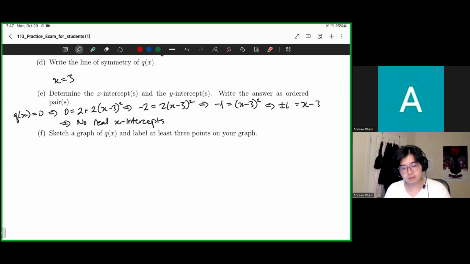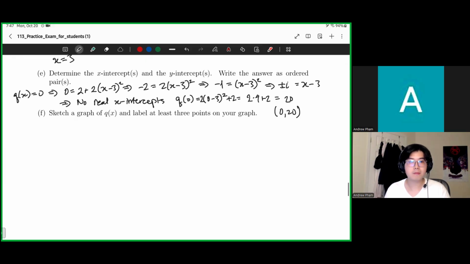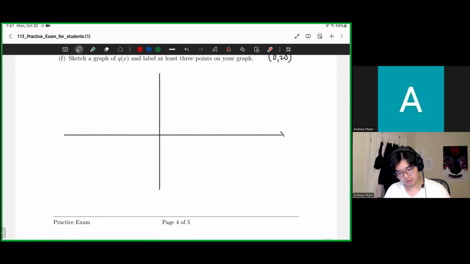There is a y-intercept though. Q of 0 gives me 2 times (0 minus 3) squared plus 2. So 2 times 9 plus 2, which is 20. So (0, 20) is my y-intercept. So putting it all together for my graph, draw your coordinate plane. It goes off to infinities.